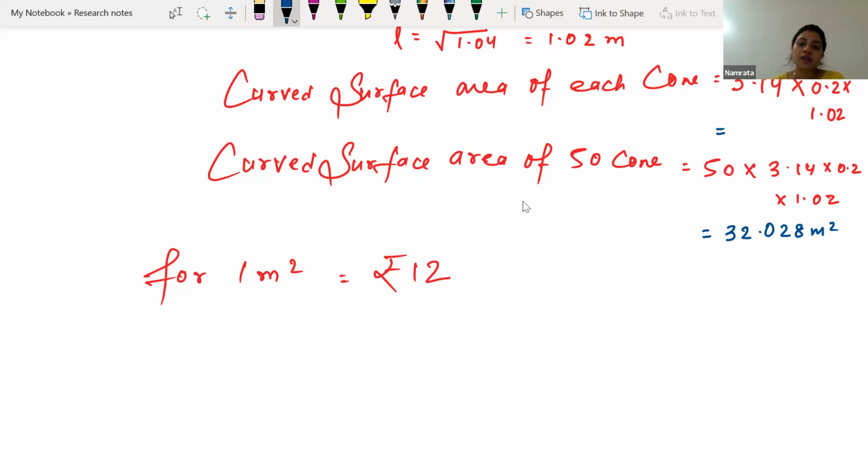Everybody get. Yeah, so for 1 meter square, the price is 12 rupees. We have to find for 32.028 meter square. We just have to do the multiplication with 12. So, everybody, are you getting? After the multiplication, what exactly are you getting, everyone?